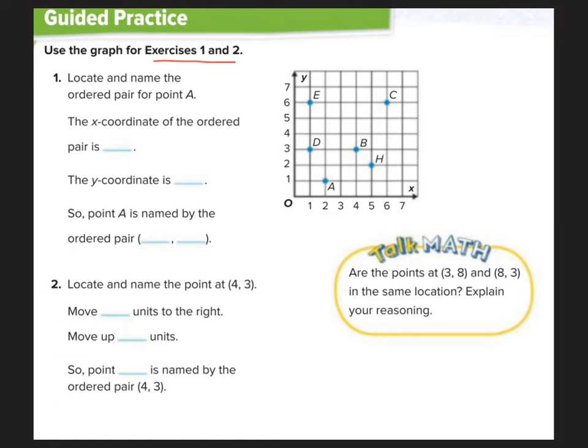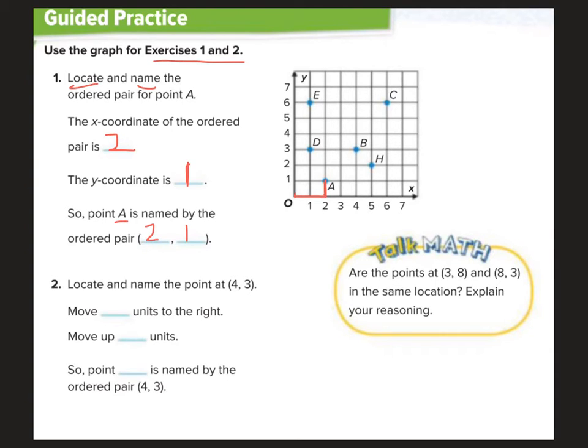Use the graph for exercises 1 and 2. Locate and name the ordered pair for point A. At point A, if I start at 0, I'm going to move right 1, 2 spots. So the x-coordinate is 2. After I move 2, I'm moving up 1. So the y-coordinate is 1. That means point A is named by the ordered pair 2, 1.